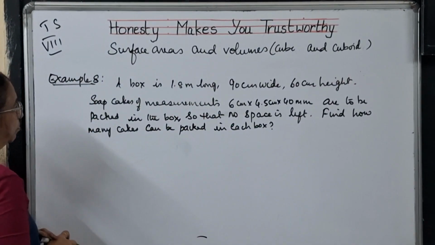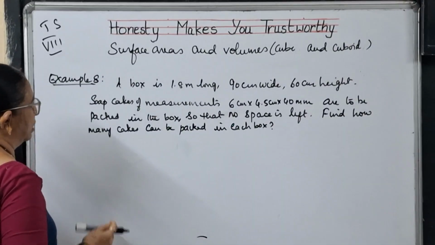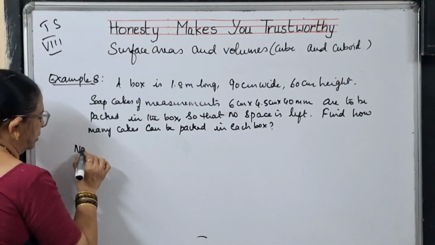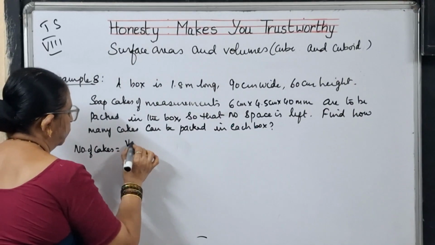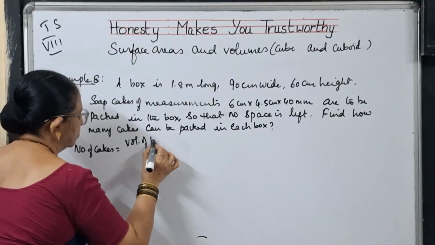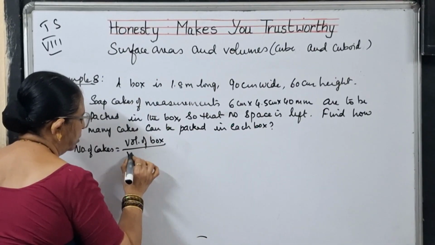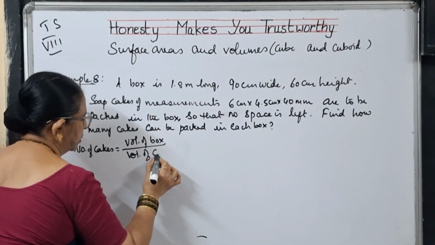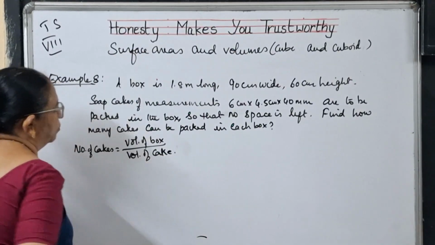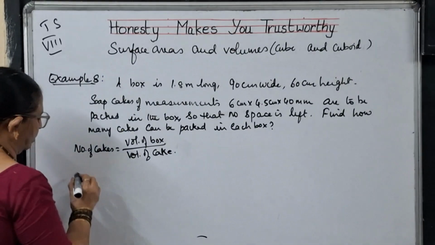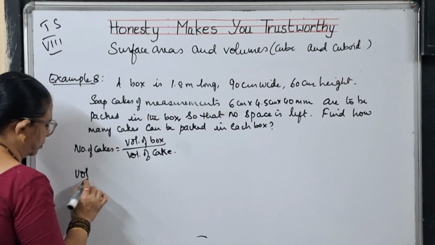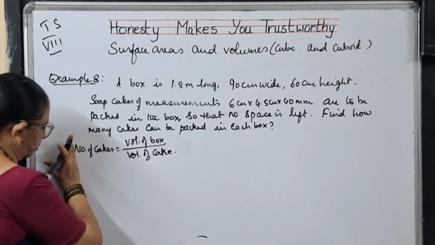So the number of cakes that can be packed in each box: the formula is number of cakes is equal to volume of box divided by volume of one cake. If you take the volume of one cake, you can find it out. So first we find the volume of the box. Let me first talk about the box.